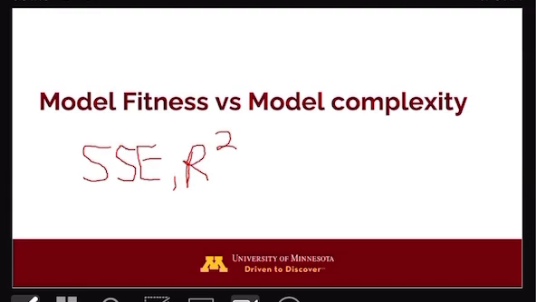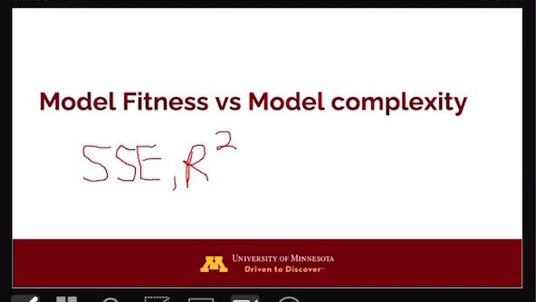Therefore, R squared cannot be trusted as a criterion for model complexity. And what do we use? If I need a criterion of evaluation for model fitness and model complexity, then I'm not going to use R squared, but I'm going to modify it. When I modify R squared, I'm going to have adjusted R squared. Has anybody heard about adjusted R squared? Adjusted R squared is a metric of evaluation for model fitness and model complexity.